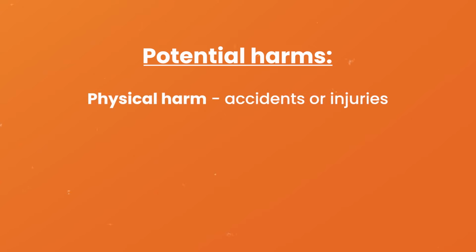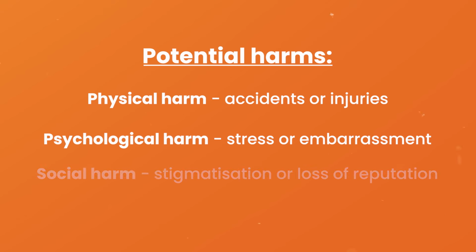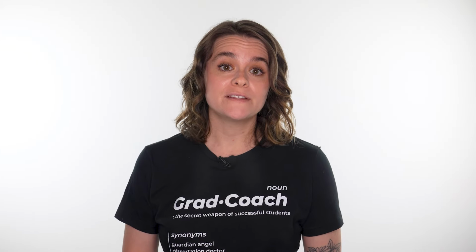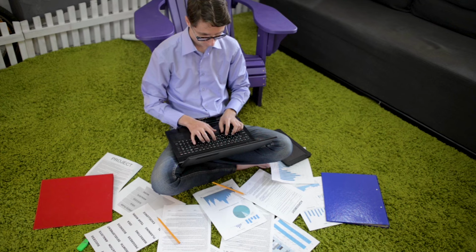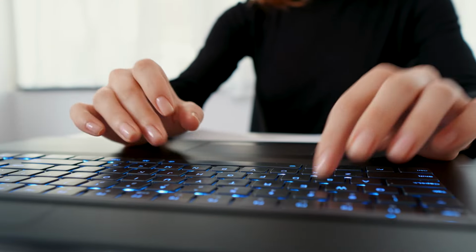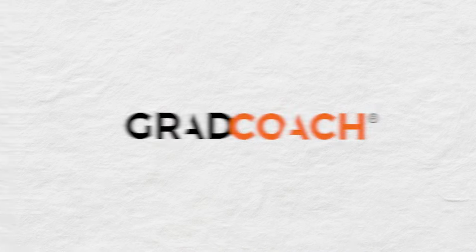Conversely, potential harms could include physical harm from accidents or injuries, psychological harm such as stress or embarrassment, social harms such as stigmatization or loss of reputation, and economic harm. In other words, financial costs or lost income. Simply put, the beneficence principle means that researchers must always try to identify potential risks and take suitable measures to reduce or eliminate them when carrying out a study.